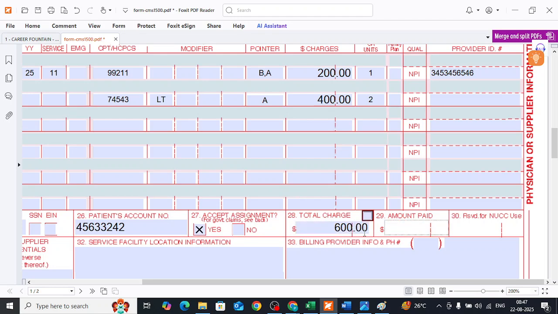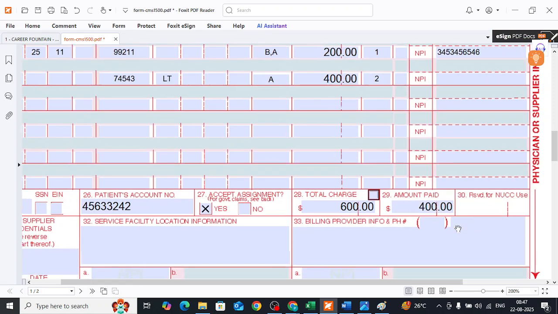Box number 29 is for the amount paid. Maybe the patient has paid some advance amount, $100. Maybe we are working on the secondary insurance and the primary insurance has paid some amount. So that will go here. Okay, box number 30 is reserved for NUCC.